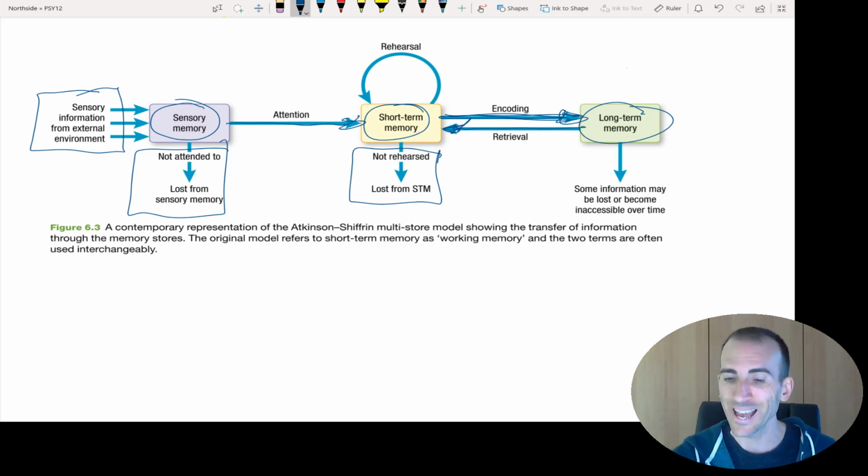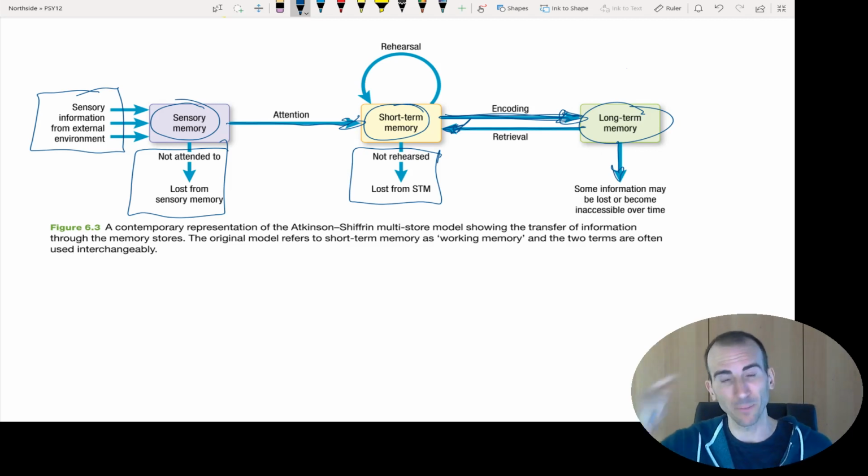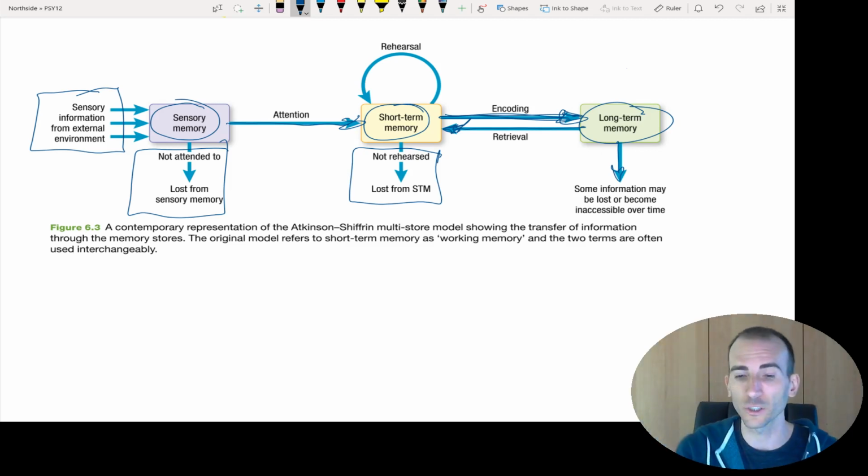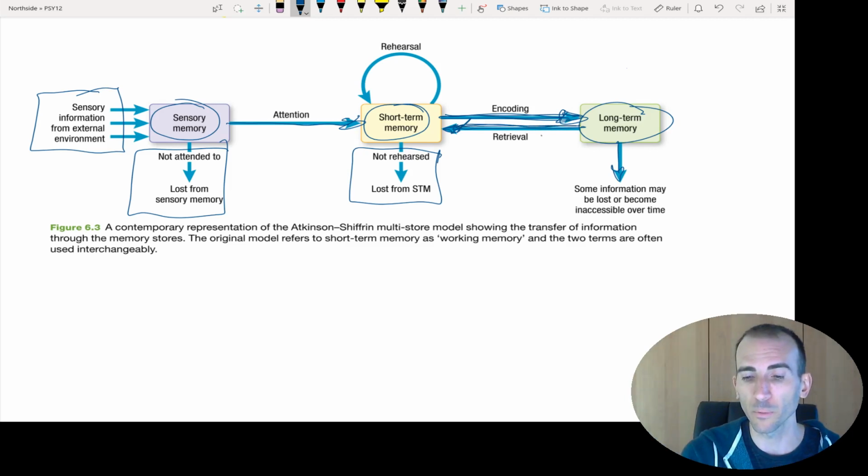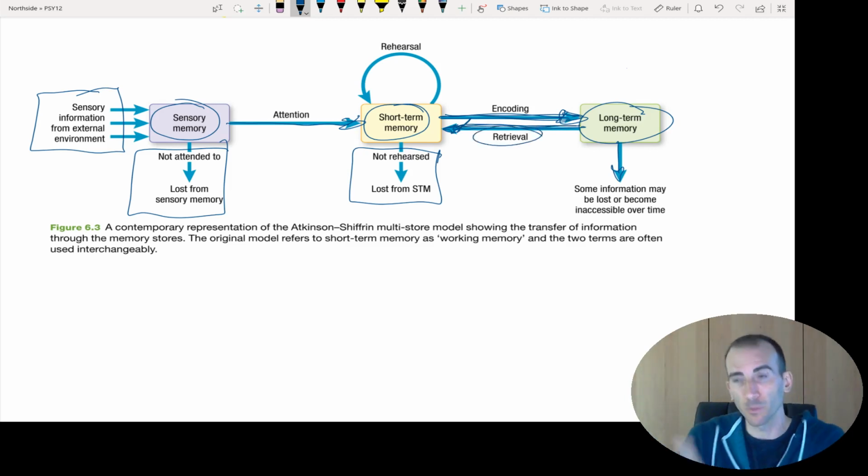Of course, things can get lost from long-term memory. We'll learn a lot more about that in some upcoming lessons. But theoretically, long-term memory is relatively permanent. You can have long-term memories that last a lifetime. And sometimes you think you've forgotten something, but actually it's still stored in long-term memory, and what you've actually got is a problem with retrieval. You've got a problem bringing it back from long-term memory.